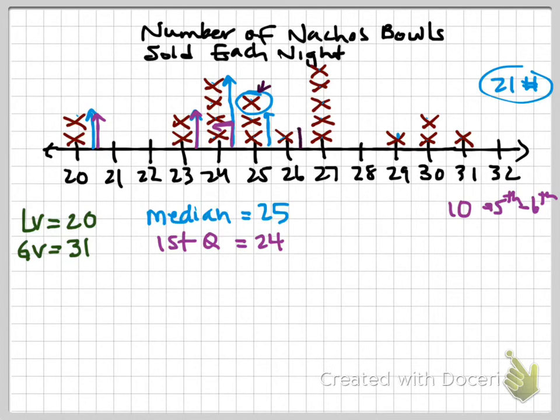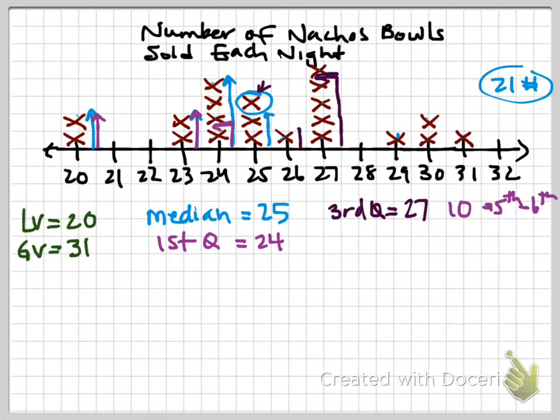1, 2, 3, 4, 5, 6. So it's between 27 and 27. So what number is between 27 and 27? 27. Now notice there's 1, 2, 3, 4, 5 numbers on that side and 5 numbers in front of it. So basically what I've done is I've taken my 21 numbers and broken them into 4 groups where there's 5 numbers in each group.